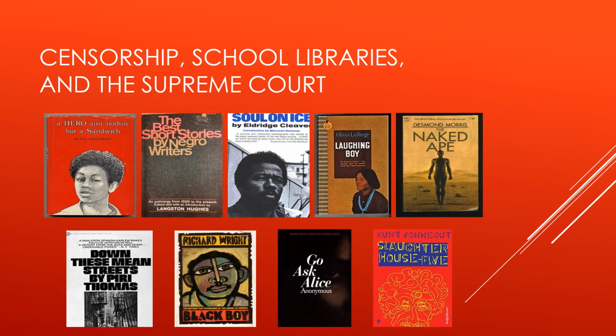And here we have the 9 titles that were involved in that Supreme Court case. You have A Hero Ain't Nothing But a Sandwich, The Best Short Stories by Negro Writers, Soul on Ice, Laughing Boy, Down These Mean Streets, Black Boy, Go Ask Alice, and Slaughterhouse-Five. And those are the 9 titles that brought about the Supreme Court case that we previously just discussed.